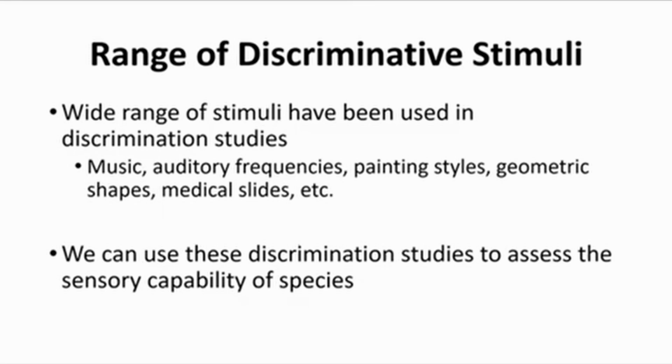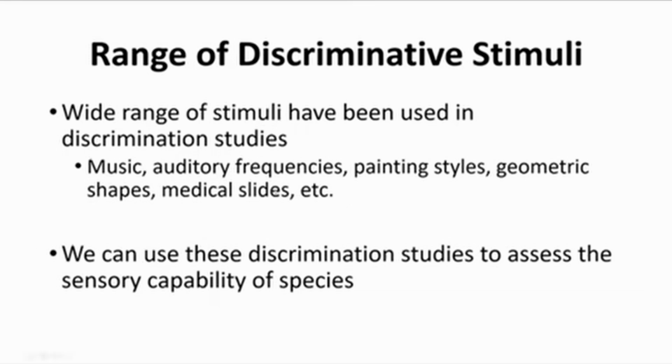So this should give you the idea that the range of different discriminative stimuli is fairly broad. And you can test these different kinds of discriminative stimuli in lots of different ways. So it doesn't just have to be tones in a box. You can expand upon it. Can organisms tell the difference between different kinds of music? Auditory frequencies we covered. There's, of course, the painting styles discriminations. Can they tell the difference between geometric shapes, medical slides, etc.?